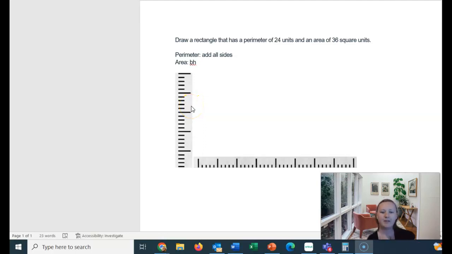All right, happy Tuesday. Today our lesson is over perimeter and area. You're about to do a Nearpod assignment that asks you to draw a rectangle that has a perimeter of something and an area of something. So I'm going to show you how to do that.